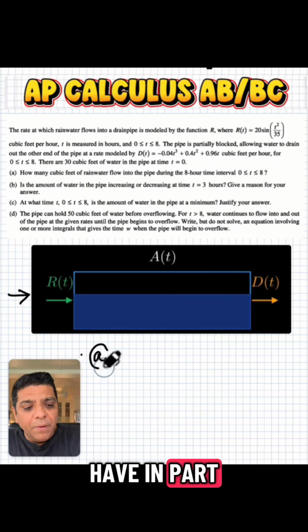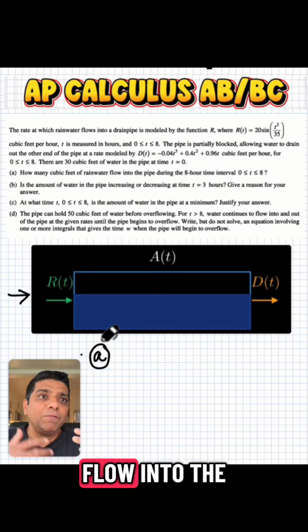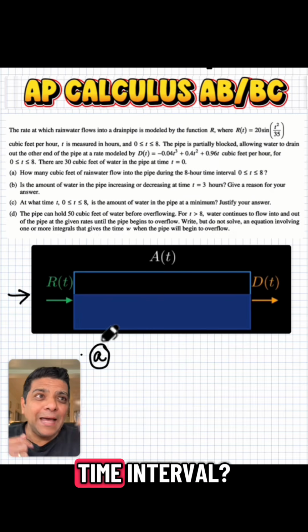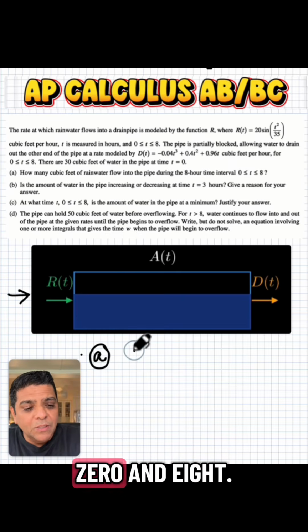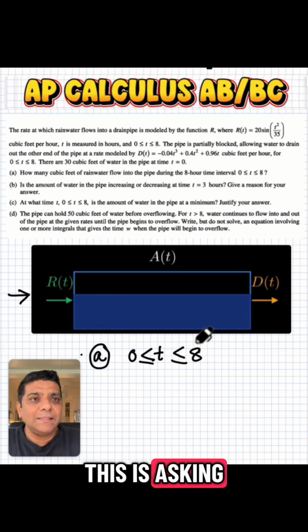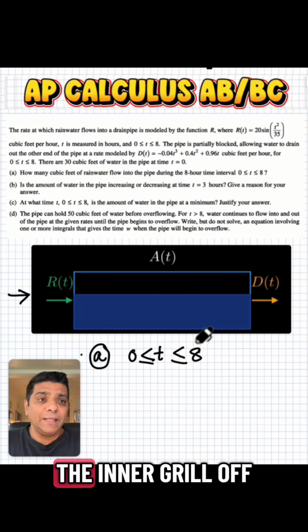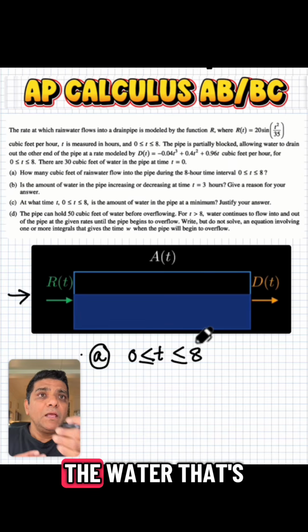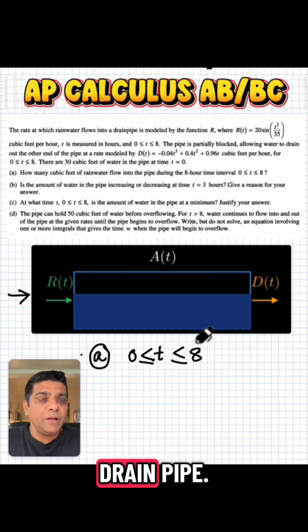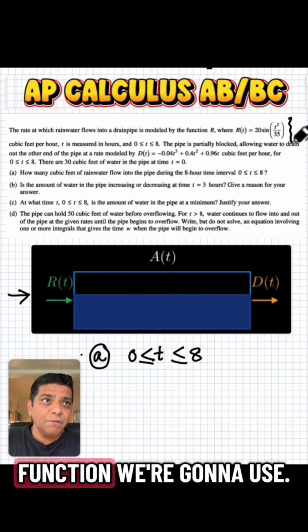What we have in part A is how many cubic feet of rainwater flow into the pipe during this time interval, 8 hours, between 0 and 8. Again, this is asking how many cubic feet, so this is an accumulation problem. We're going to have to take the integral of the water that's flowing into the drain pipe. You see up here, this is the flow into the drain pipe, R of t. That is the function we're going to use.